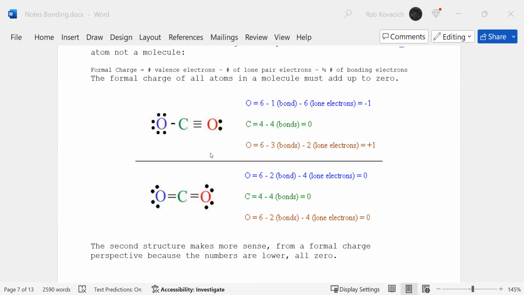With our first atom here, this oxygen on the left, what I would do is 6 valence electrons. So there's 6 valence electrons there. That's my number of valence electrons, minus 1 for the bond, since it's got 1 bond on it, and then minus 6 lone electrons. So we end up with a -1 value.